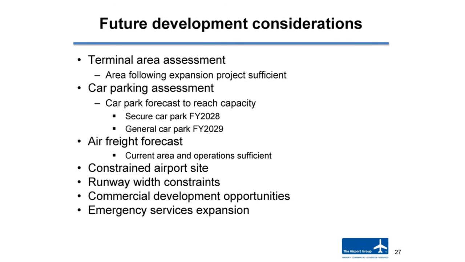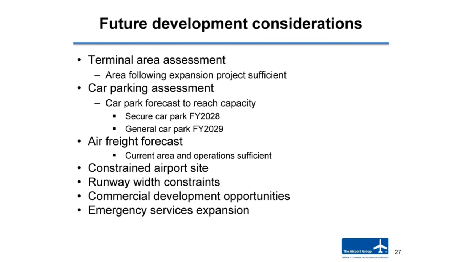We also did a detailed assessment of the car parking. So we identified the uses and the different areas of car parking that Albury Airport has and the peak periods, and found that the secure car park would reach its capacity in about 10 years from the time that we wrote the master plan, and then the general car park not long after that.